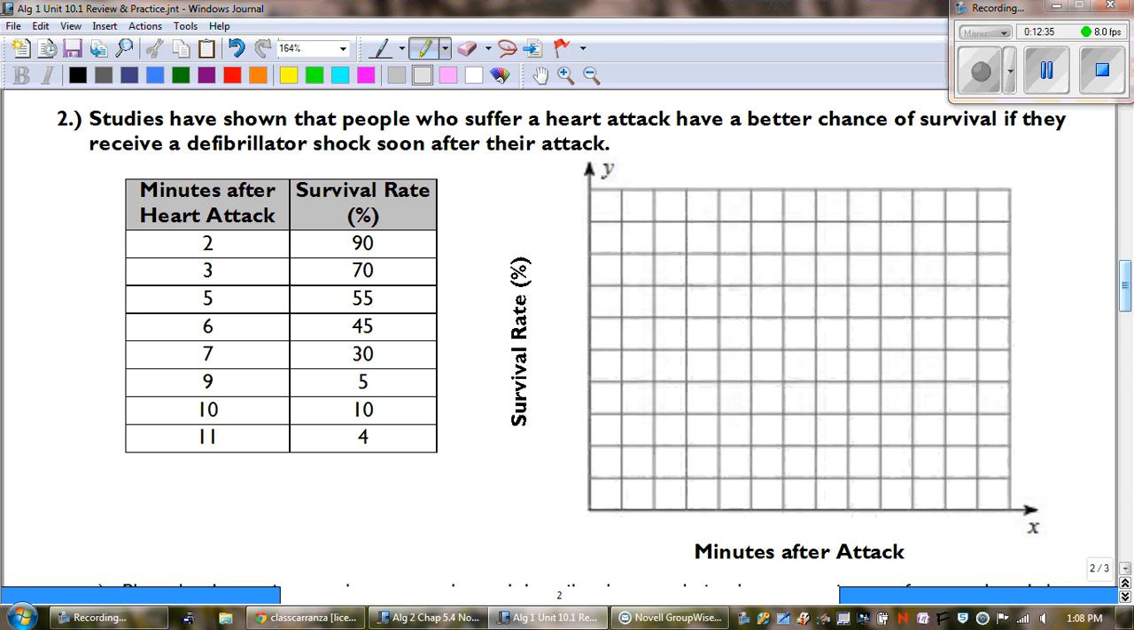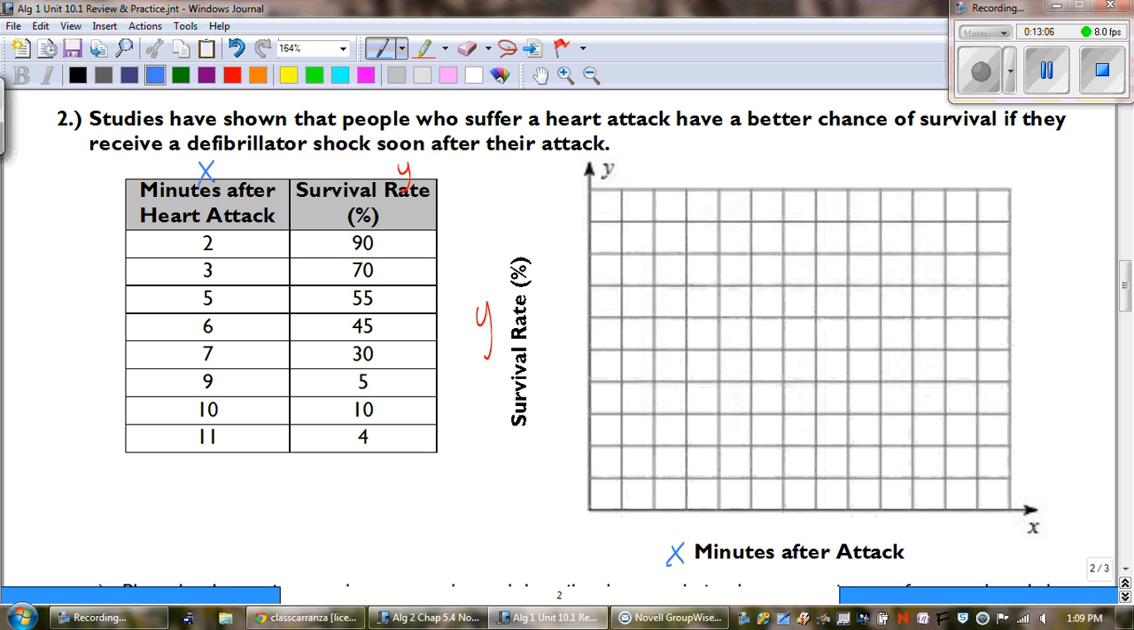Okay, so they're saying that if a person has a heart attack, the sooner they get this, well, what happens? Well, I don't know. Oh, there's a big empty graph. Oh, that means we've got to graph the points. Okay, so the survival rate, this is going to be our y. So I'm going to write y over here. And the minutes after, that's our x.